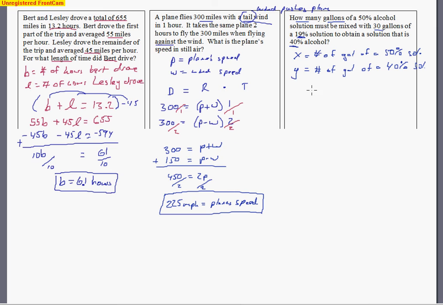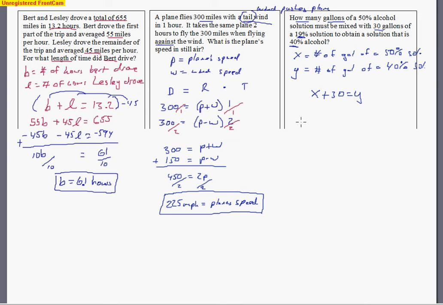So now we'll go ahead and write the equation. X plus y equals, oops, not x plus y this time. Let's change that. X plus 30 equals y. How did I get that? Well, it says that we're going to mix a number of gallons of the 50% solution with 30 gallons to obtain a 40% solution. So we're going to start with our 30 gallons and start adding some X, some 50% alcohol solution, and then eventually get to a 40% solution. So that's our first equation.